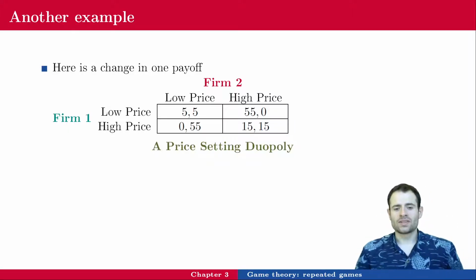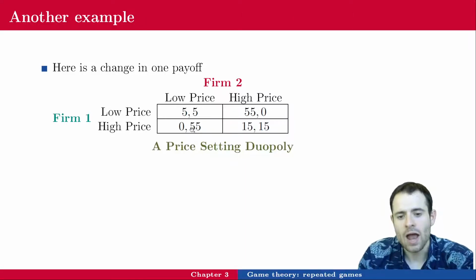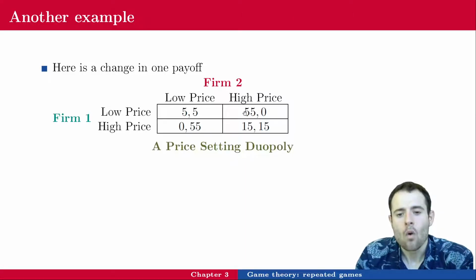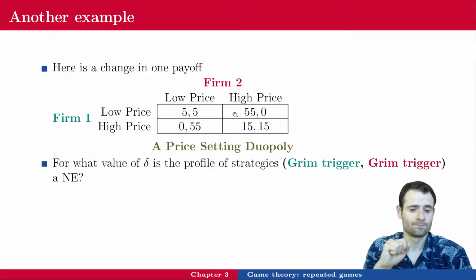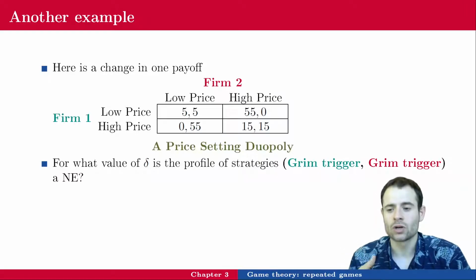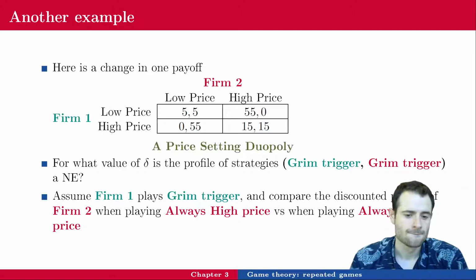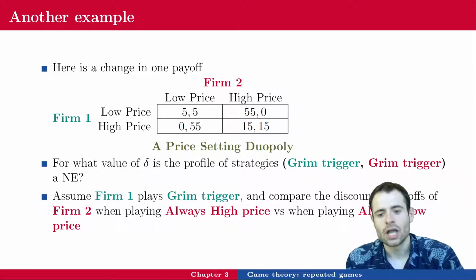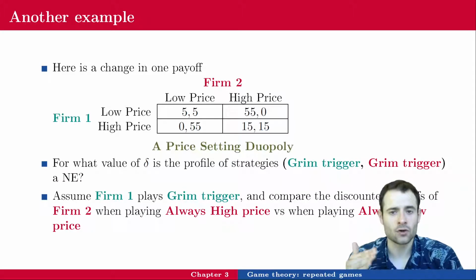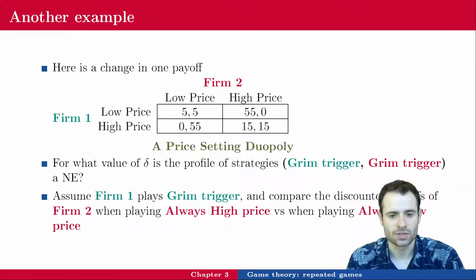Now, let's look at the same game, but I changed one payoff. Instead of 25 here and here, I put 55. So when firm 2 plays high price, but firm 1 plays low price, then firm 1 gets a higher payoff than before, and vice versa. Let's do the same computations as before. Look for delta such that Grim trigger is a Nash equilibrium. So we assume firm 1 plays Grim trigger and compare, for firm 2, different strategies and hopefully Grim trigger, or look for delta such that Grim trigger is the best response.